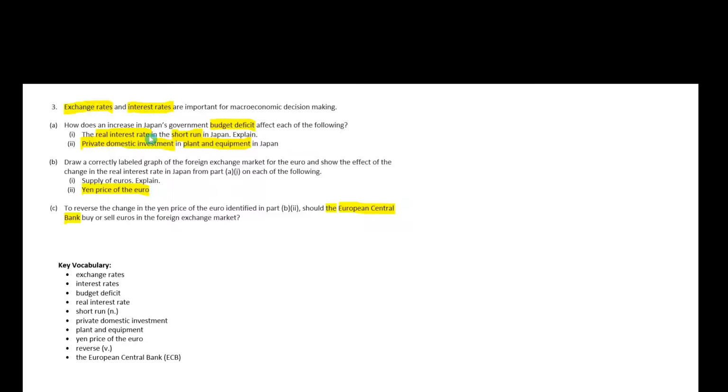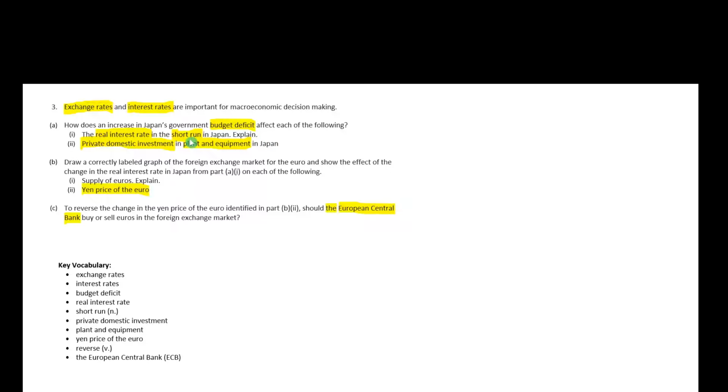Okay, the real interest rate is the interest rate after it has been corrected for inflation based on some base year. Okay, that's not relevant to this question, but you would have your real interest rate on your y-axis and the quantity of loanable funds on your x-axis if you were drawing this graph. You don't have to. It just says to explain. You could, I suppose, if you wanted to, but you don't have to.